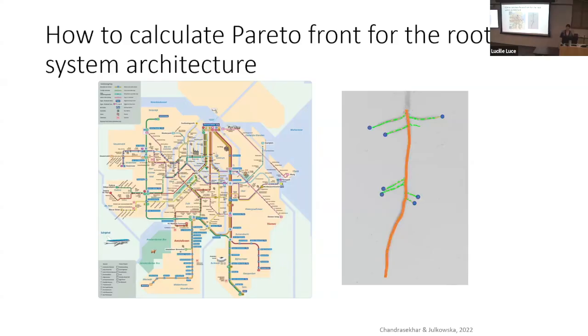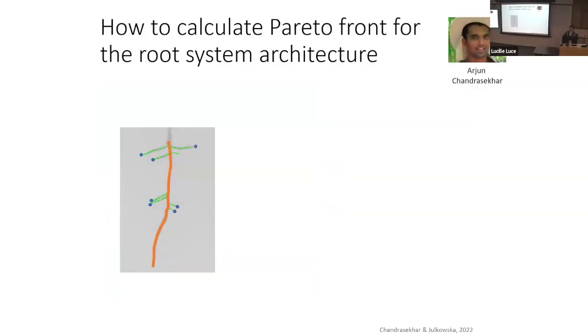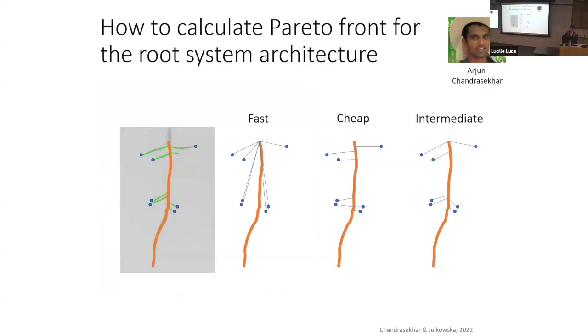So we need to abstract it. So abstracting the root, we've got a root system architecture, but we can connect all of our lateral roots in a very fast way, in a very cheap way, and in some intermediate solution. So basically, what Pareto front optimality is saying, you don't have one optimal solution for your problem. You've got a front of optimal solutions, and you can see how far from those optimal solutions you are, right? And that gives you a number.